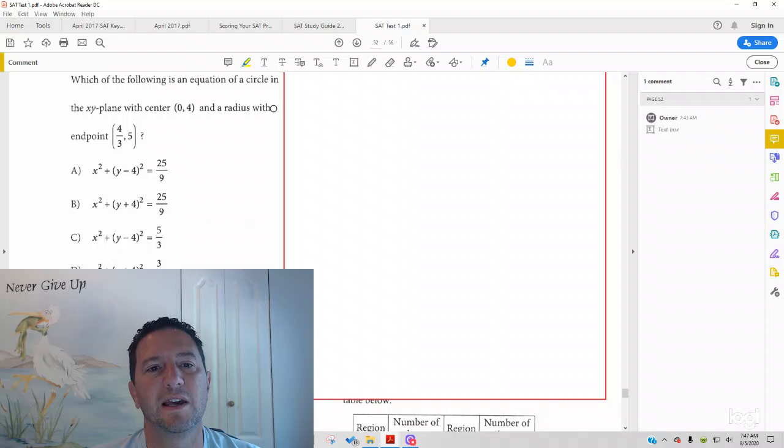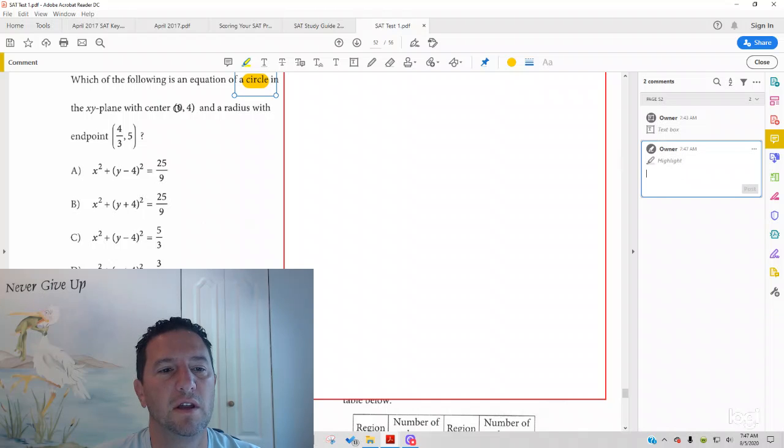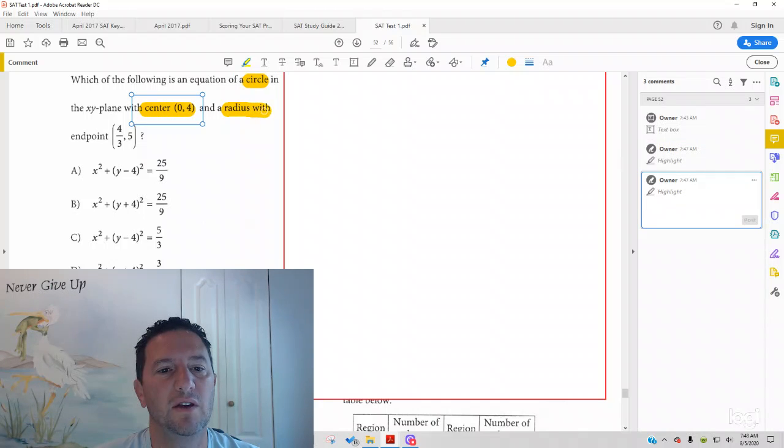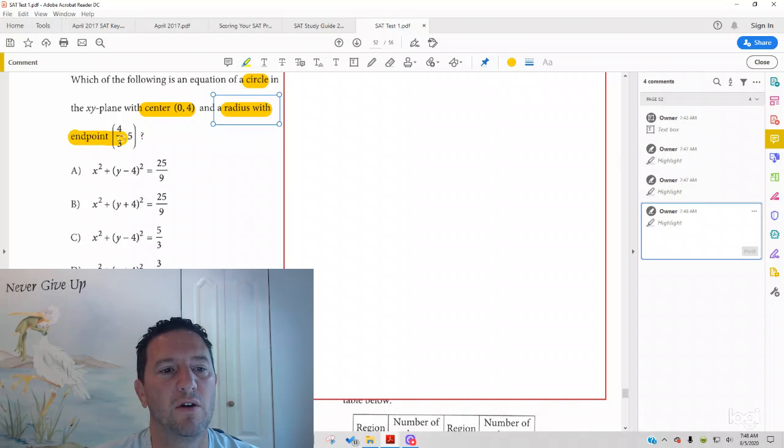Today we're going to look at Test 1, Section 4, number 24, which reads: which of the following is the equation of a circle in the xy plane with center (0, 4) and a radius with endpoints (4/3, 5)?